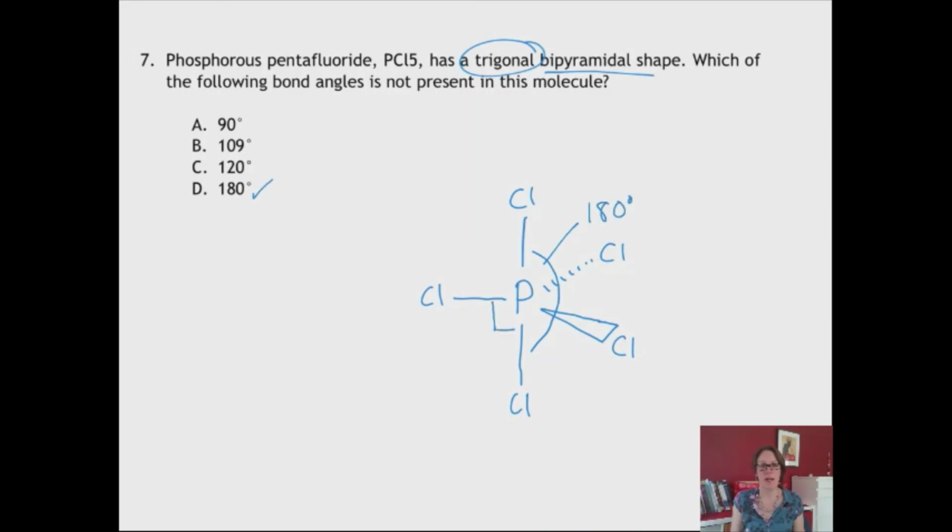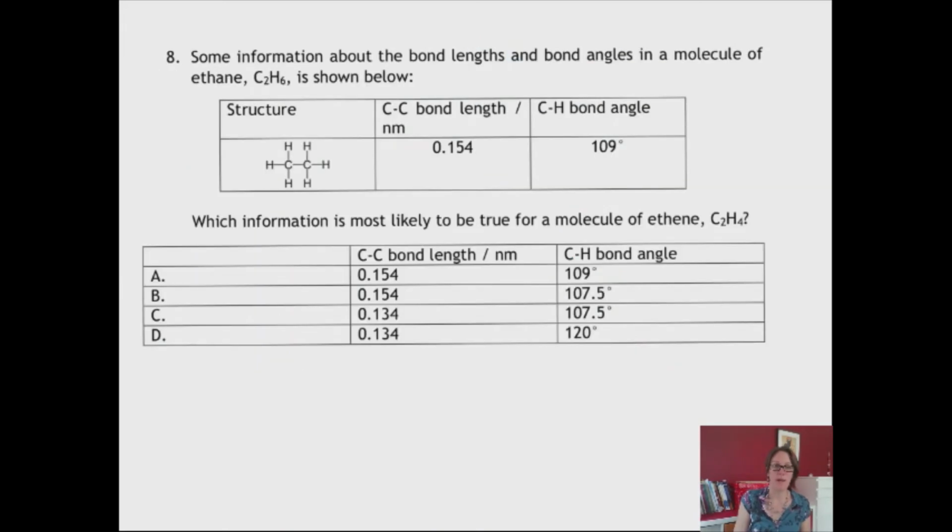So 180 happens between the top and bottom. 90 happens between any of the bottom ones and what we call the equatorial atoms, the ones around the middle. And if I was to take a bird's eye view, so if I rotate that molecule around and look at it from the top and look at the 3 in the middle, you could see they're 120 apart. Sorry, that went a bit fast.